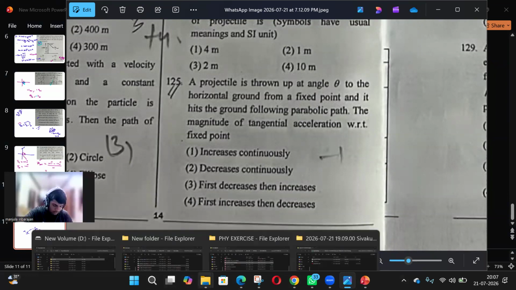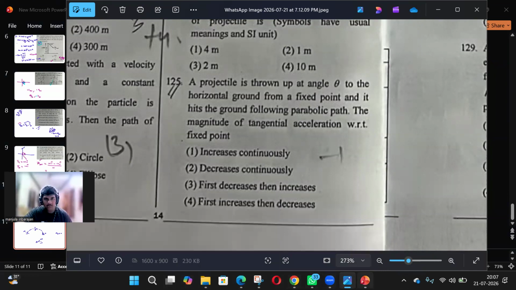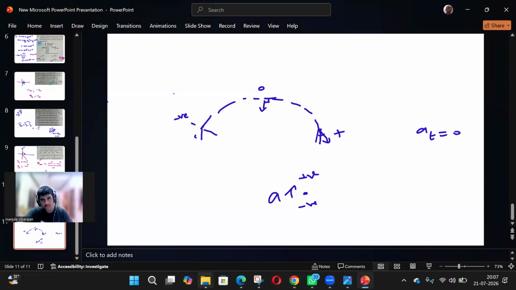Understood? I just took 3 simple points. The acceleration on the way up is negative, and when going in the downward direction it is positive. You will take the tangential component. It's always vertical acceleration because of Earth's gravity.